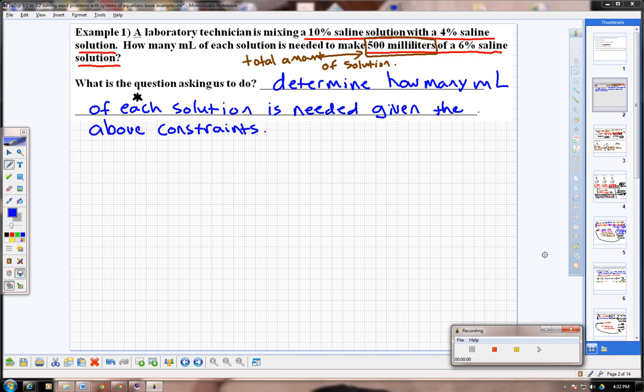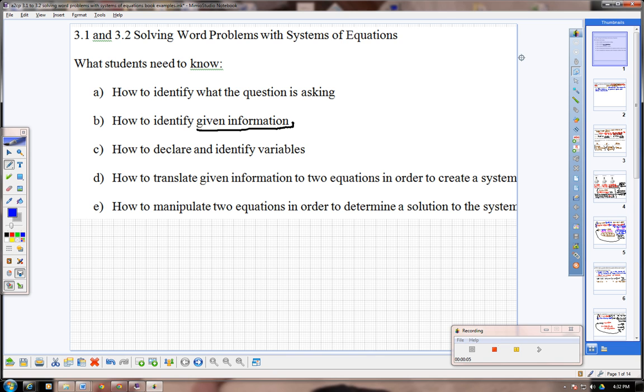Alright, Mr. Claxton's Algebra 2 CP students, what we're trying to do today is solve word problems with systems of equations. What do you need to know? You need to know how to identify what the question is asking, how to identify that given information as well as the implied. There is some implied information as well that you need to know. We're going to speak very briefly about some of the examples.